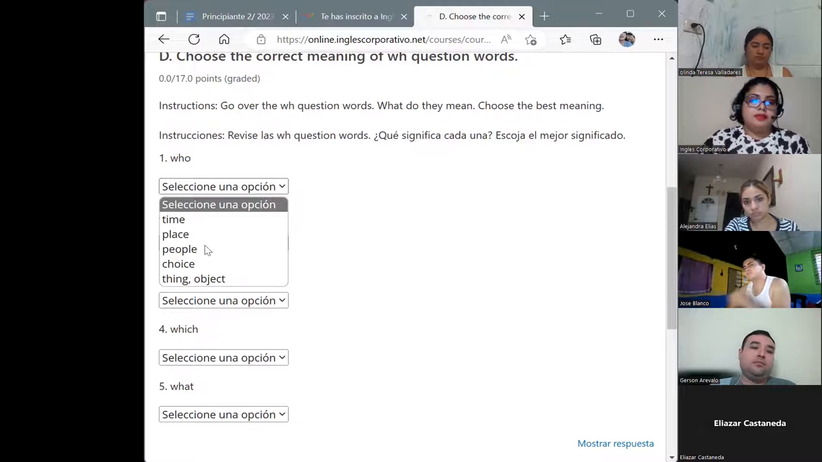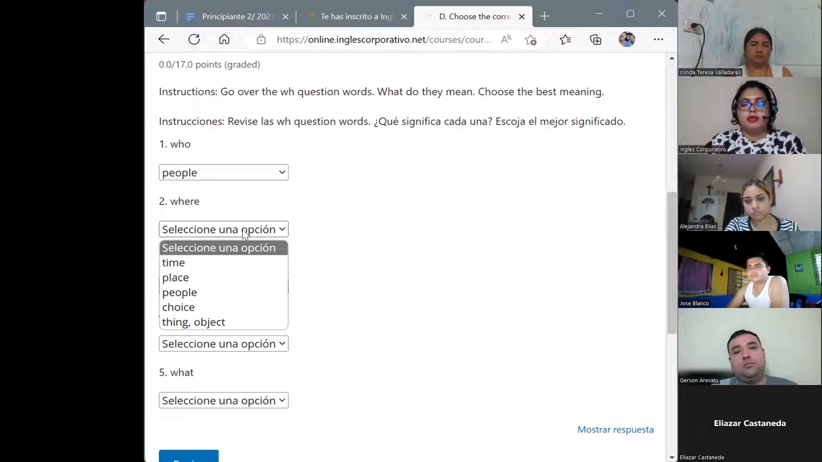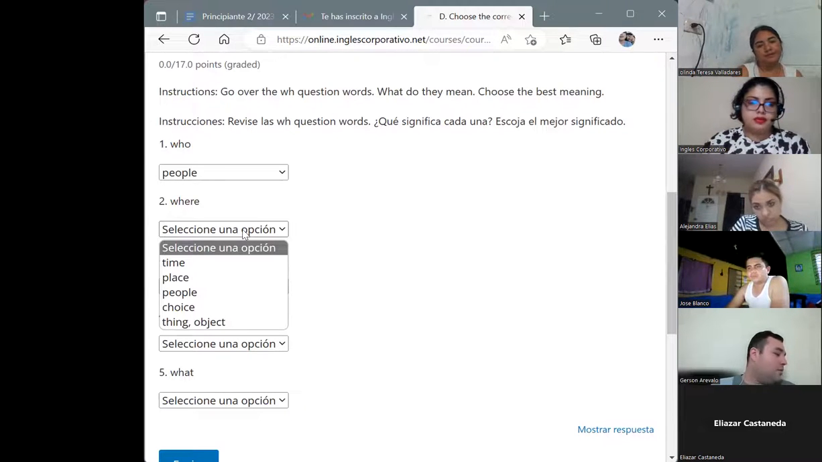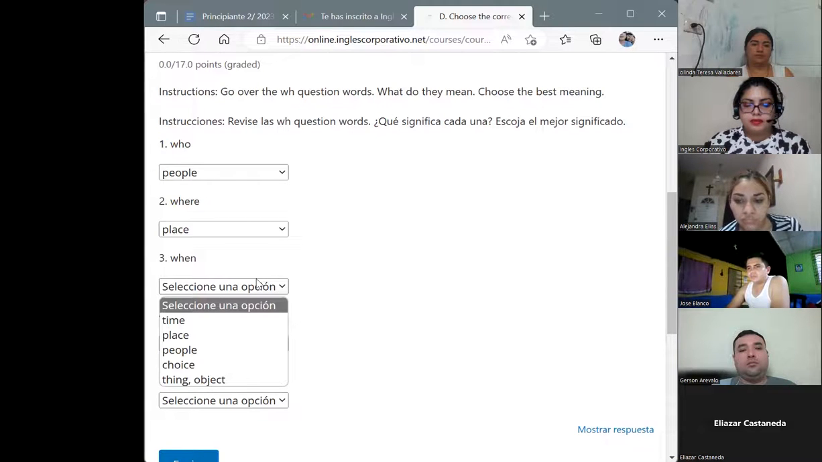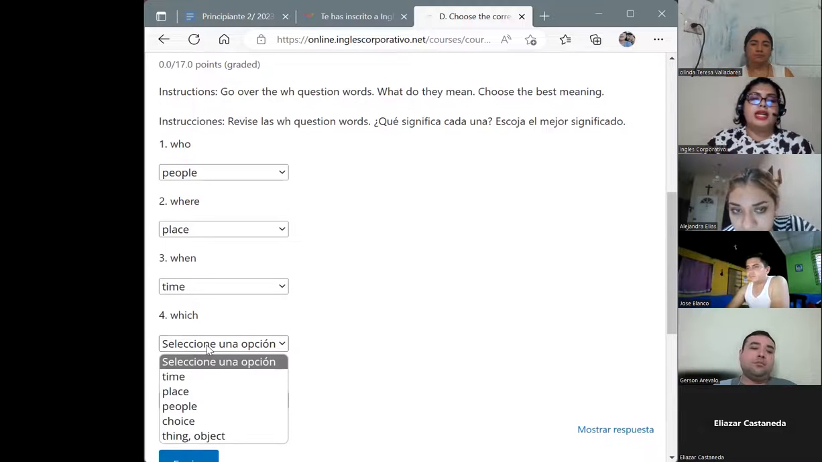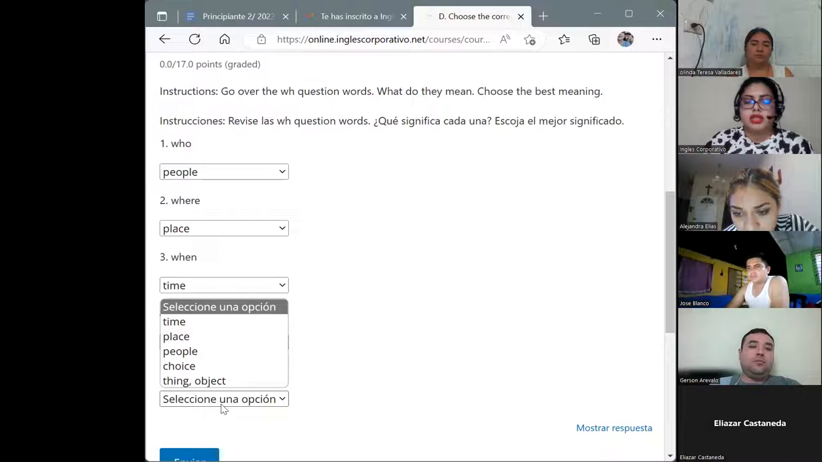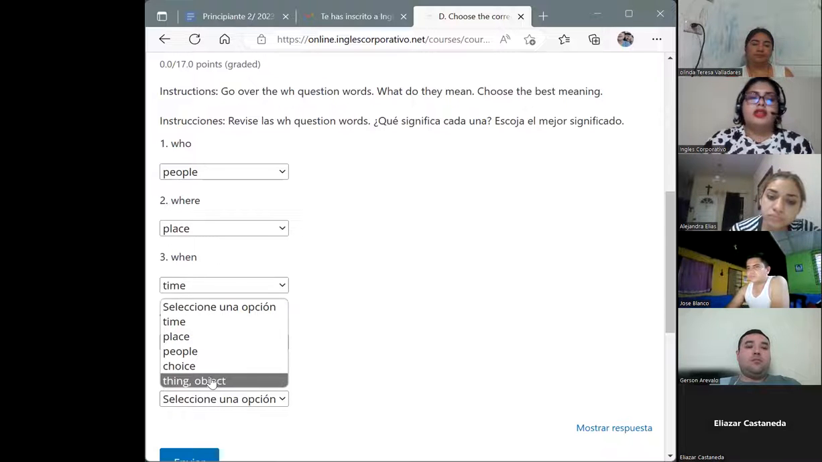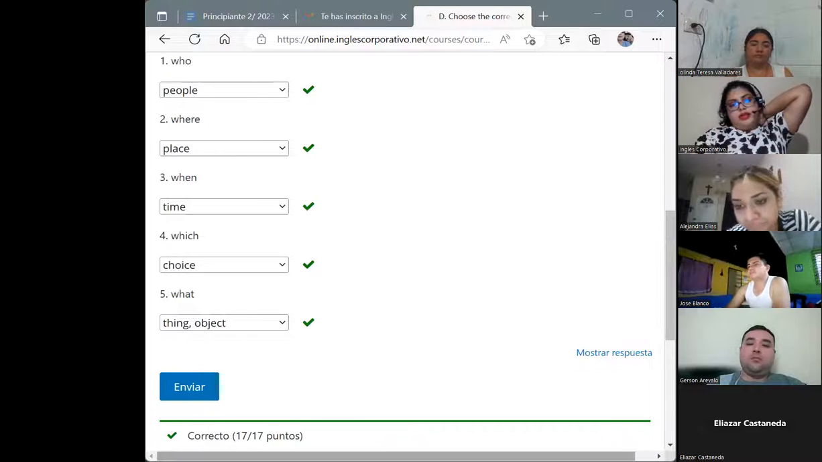People. Who is for people? Where? Time, place, people, choice, thing, or object? Place. When? Time, place, people, choice, thing, or object? Time. Which? It is related to time, place, people, choice, thing, or object? Choice. And the last one, what? Time, place, people, choice, thing, or object? Thing, object. Very good.